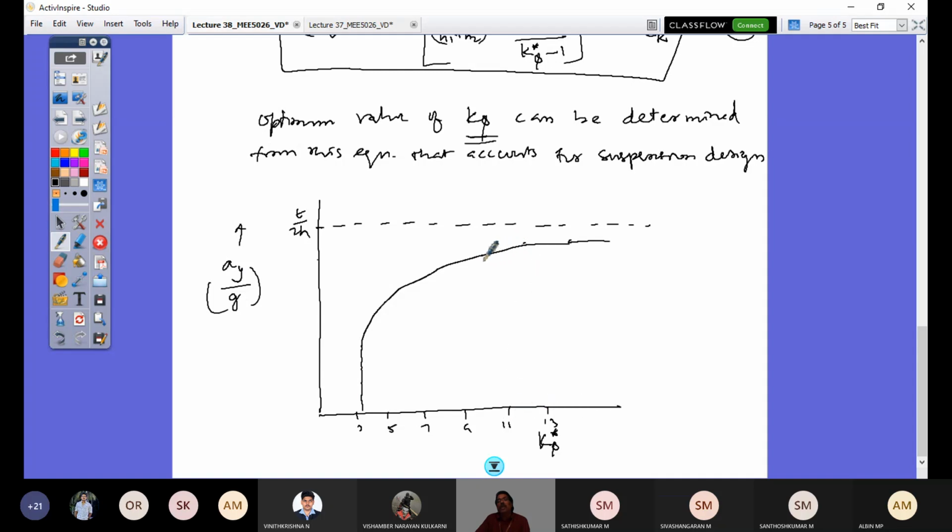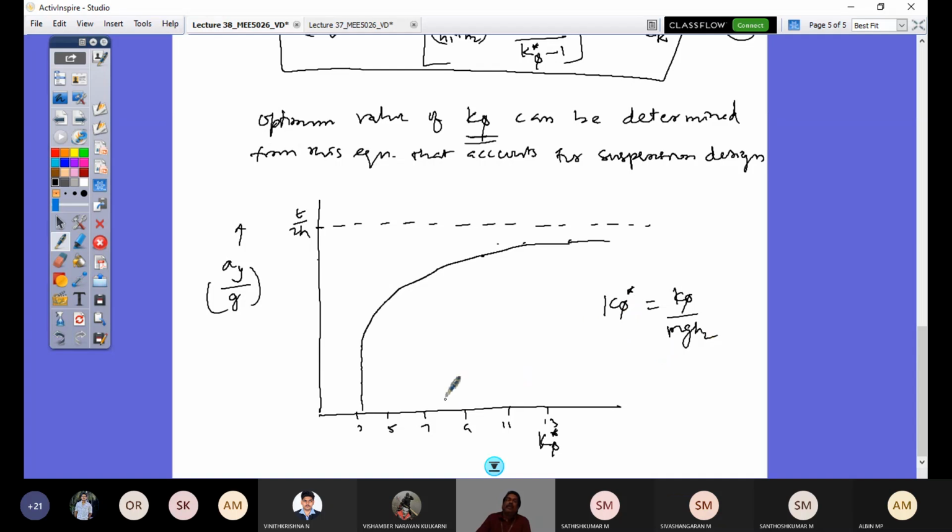So accordingly, I should decide my value of K5 star, and hence K5 star you have defined as equal to what? K5 star you have defined as K5 by mgh2, correct? You know K5 star is K5 by mgh2. So this is the total load, and h2 is the height from roll center to the CG location.